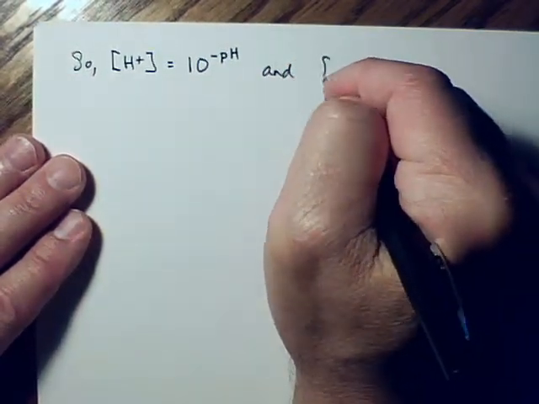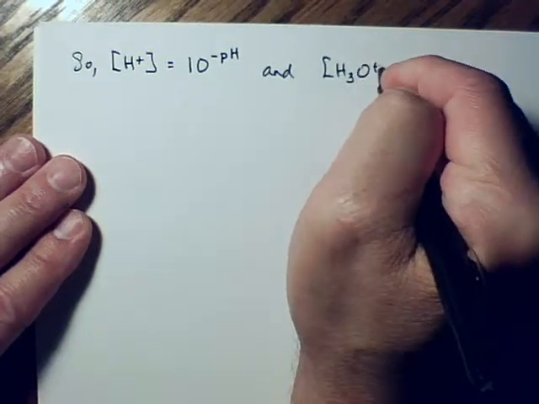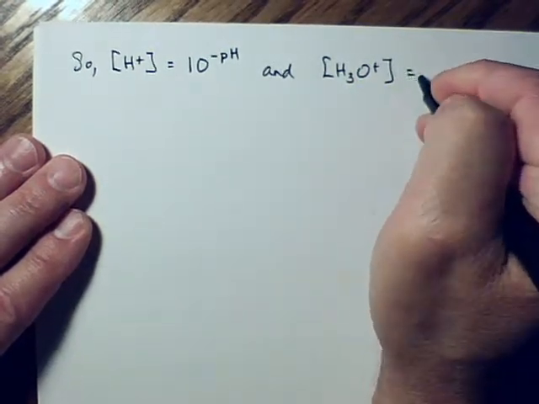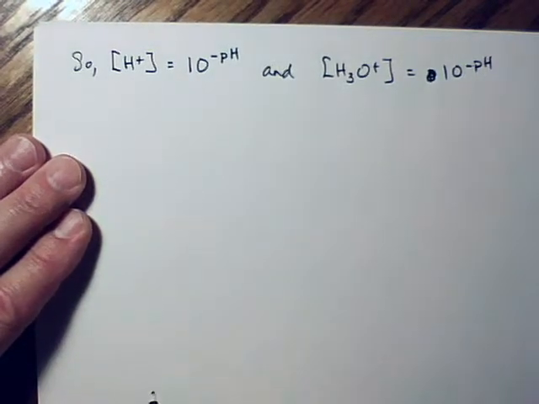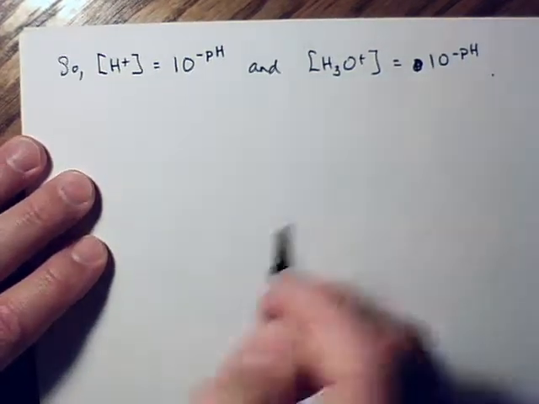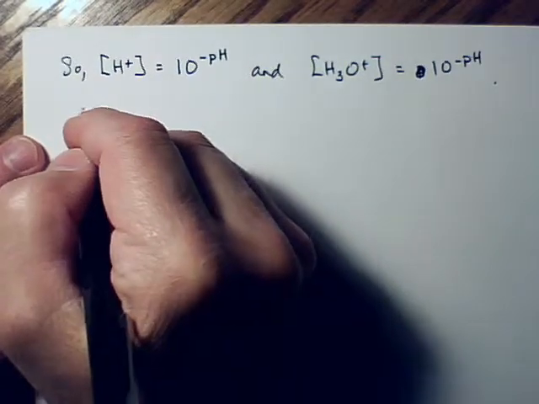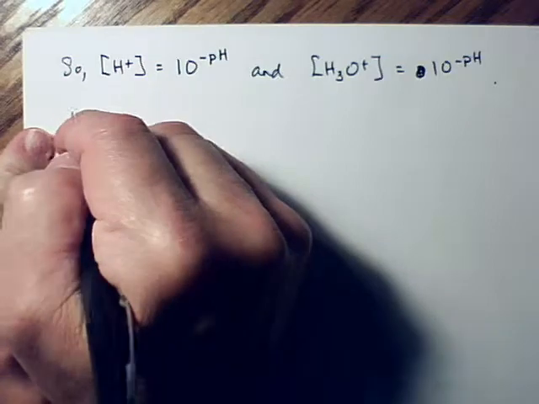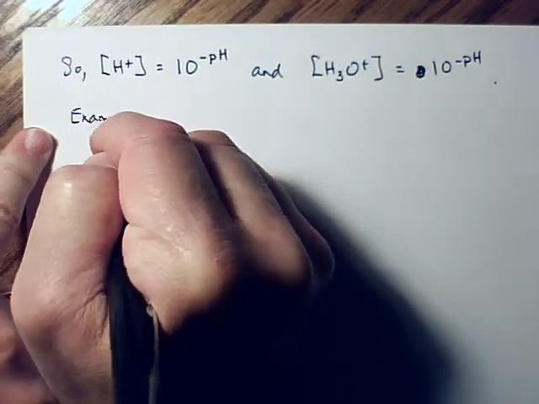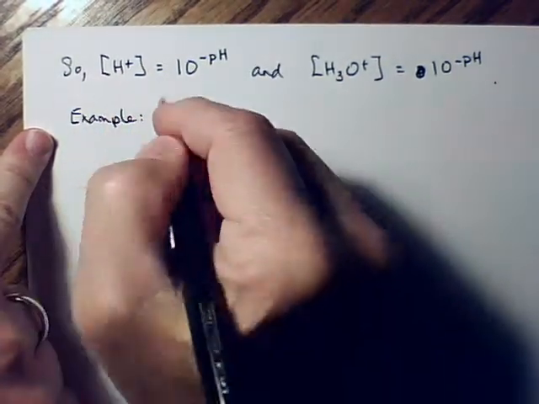And the hydronium ion concentration is the same. It's equal to 10 to the negative pH. Not hard. Shouldn't be. Here's our example.